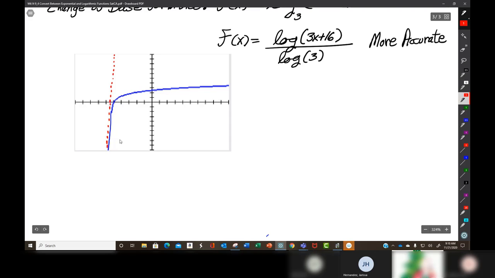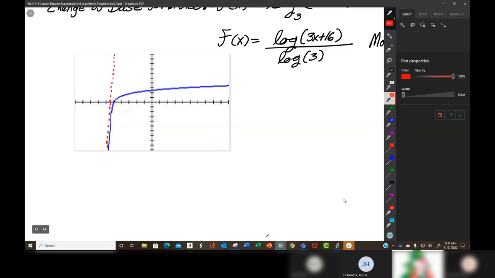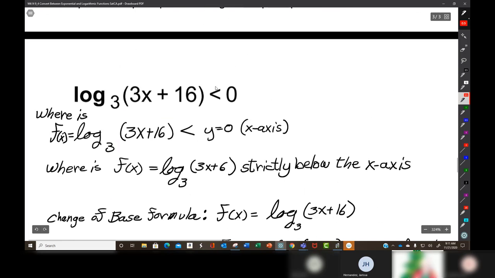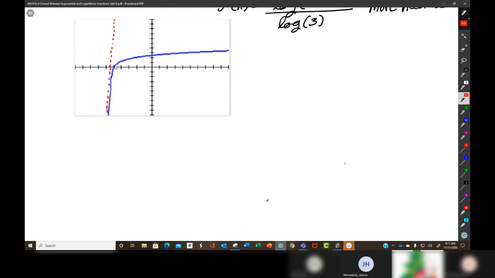Now, just looking at this, we can see where the graph is below the x-axis. Okay, now what this is asking for is strictly below the x-axis, so it's not interested in the x-intercept, which is right here. So I'm going to put an open circle around that. And then what the question wants us to do is look at this part of the graph and say where that's happening.